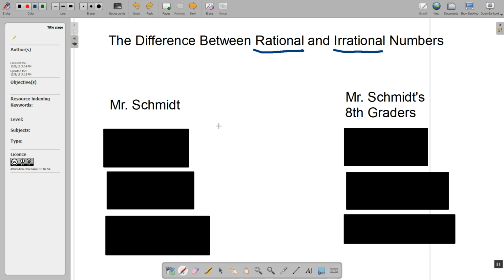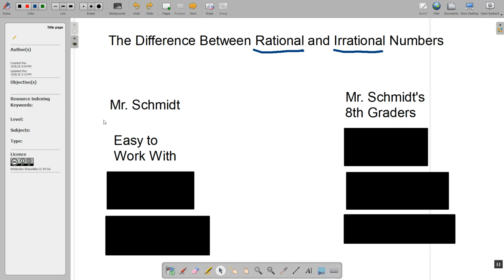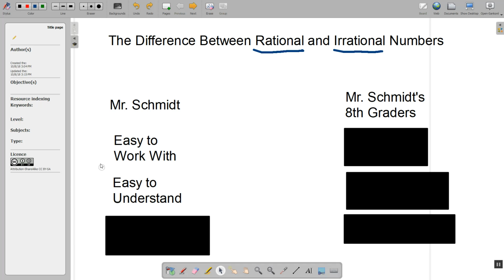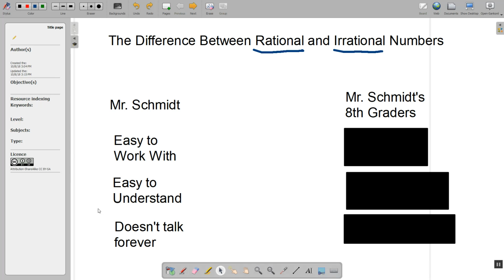And as an example, I want to talk about some of the characteristics of Mr. Schmidt and then some of the characteristics of Mr. Schmidt's 8th graders to help us with the definitions between rational and irrational numbers. One of the things that's true about Mr. Schmidt is he's very easy to work with. He's not frustrating or difficult. He's easy to understand, okay? The way he says stuff is very clear. It's not complicated. And then, of course, he doesn't talk forever. He's very good at making sure that he stops talking after a small amount of time.